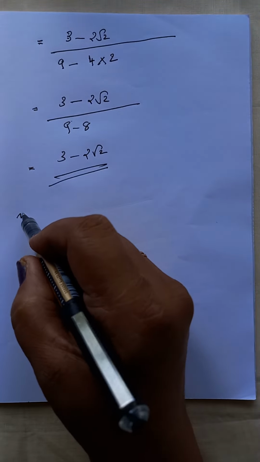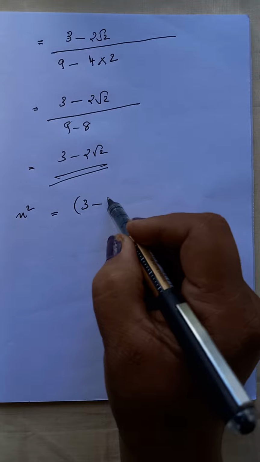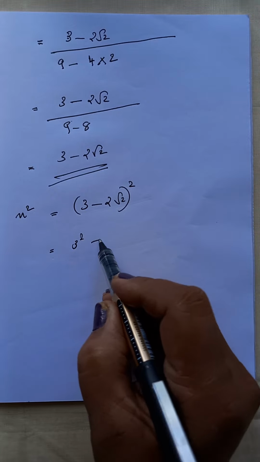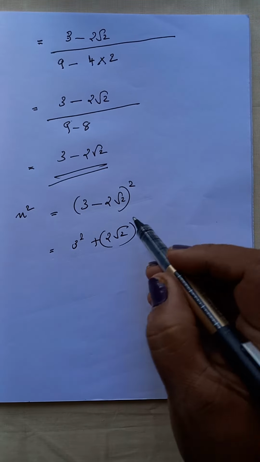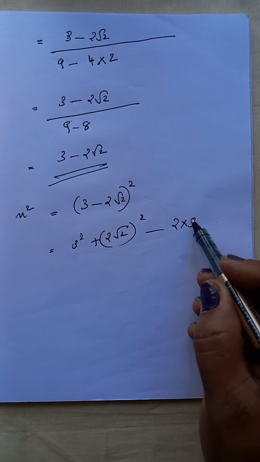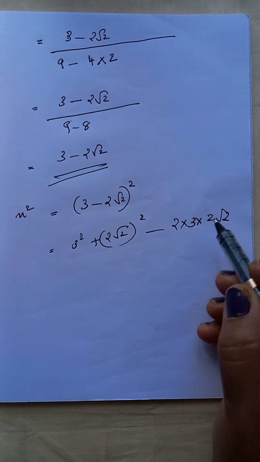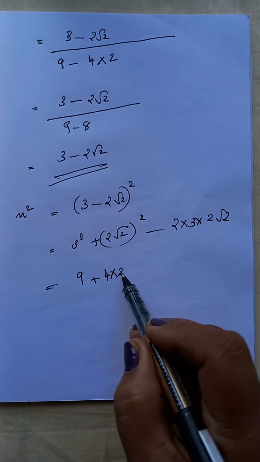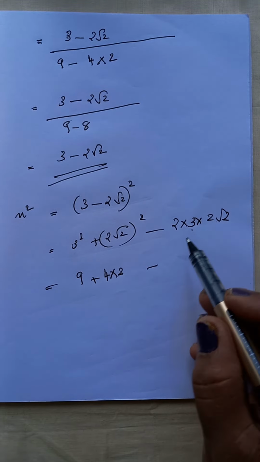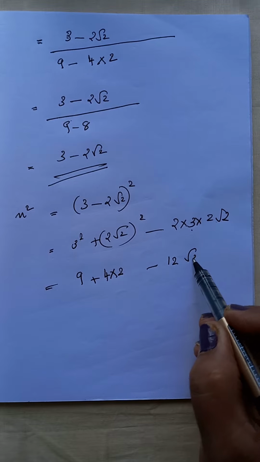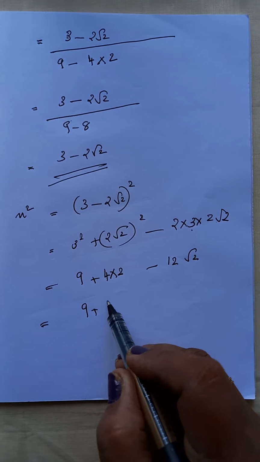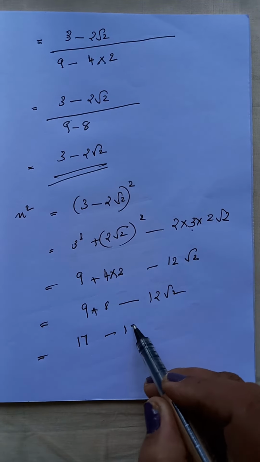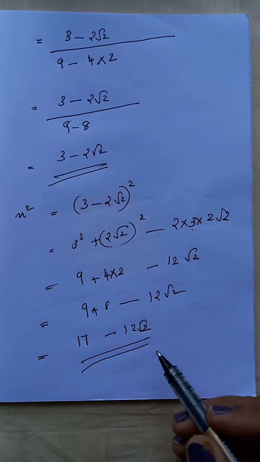But we have to find out n square. So that is 3 minus 2 root 2 whole square, a minus b whole square form. So 3 square plus 2 root 2 square minus 2 into 3 into 2 root 2. That is 9 plus 2 square is 4 into root 2 square is 2, minus 2 into 3, 6 into 2, that is 12 root 2. That is equal to 9 plus 8 minus 12 root 2, that is 17 minus 12 root 2. That is the answer to the second sub-question.